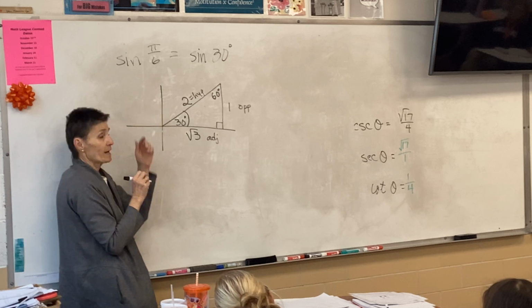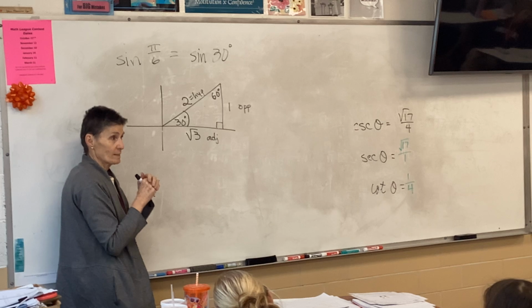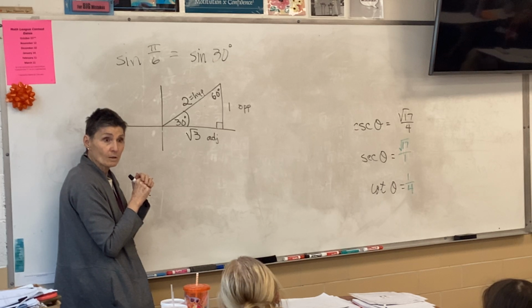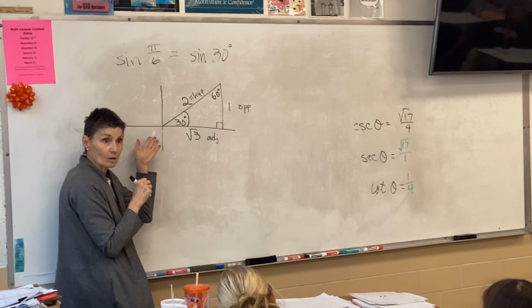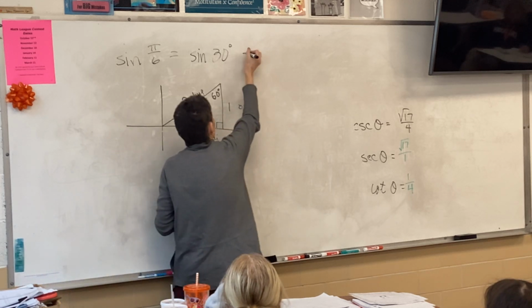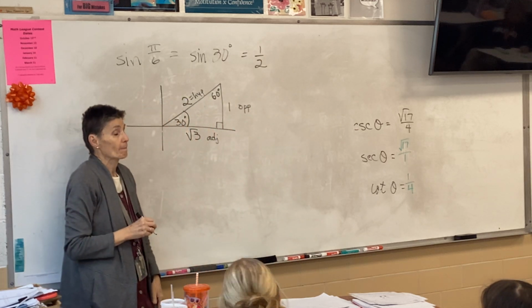Now we want sine. So, what's sine? Opposite over hypotenuse. Look at your picture. Opposite over hypotenuse is 1/2. And that's the answer to the question.